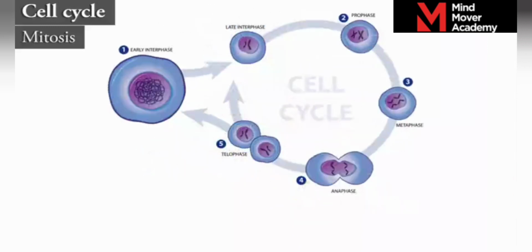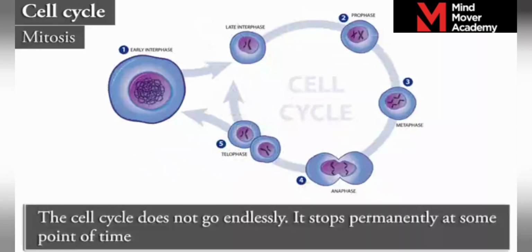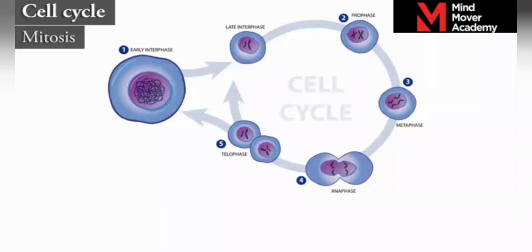The various phases of cell. The cell cycle does not go endlessly. It stops permanently at some point of time. Its duration differs from one cell type to another cell type.